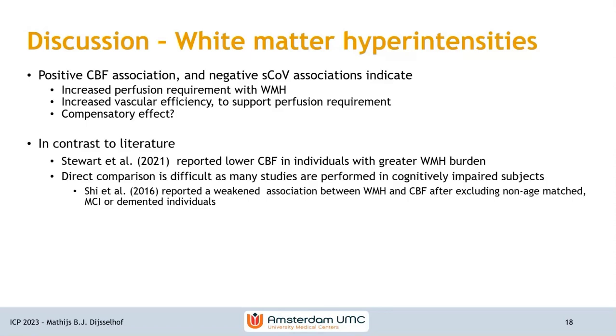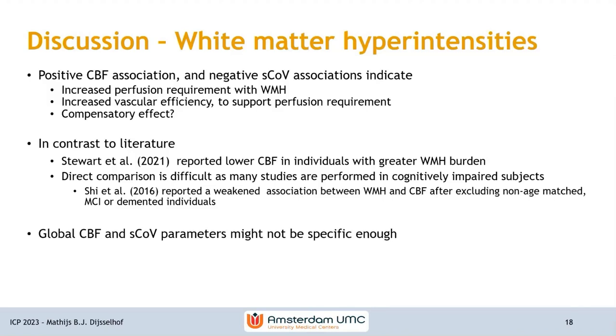So Stewart et al. reported that they saw lower CBF in individuals with greater white matter hyperintensity burden. The problem is that the direct comparison is difficult because, again, these studies have been performed mostly in patients that suffer from cognitive decline or when they have cerebrovascular injury. And Shi et al. showed that the association between white matter hyperintensity and CBF was weakened when you're excluding the non-age matched, but also the MCIs, or the mild cognitive impairment, and the demented individuals. So this again might show the importance that we really also need to focus on healthy, between quotation marks, aging as well.